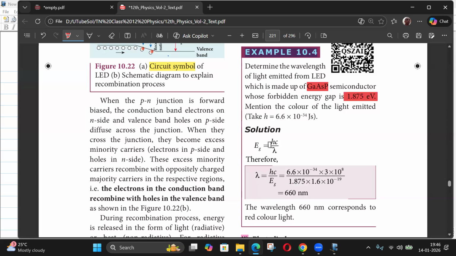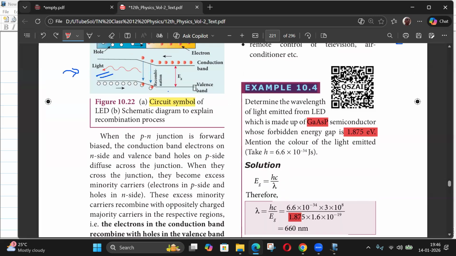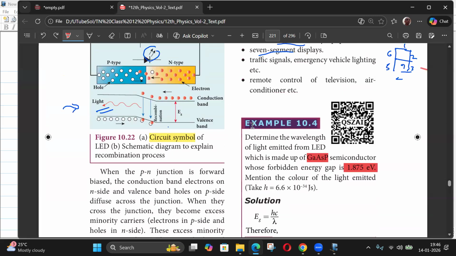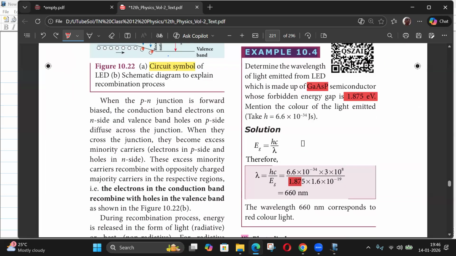So E equal to h nu, which is hc by lambda, since nu is c by lambda. So from that you get lambda, where h is a constant and c is also a constant. And this energy is 1.875 in electron volts. To convert into SI units, multiply by 1.6 times 10 to the minus 19. So if you put that, you'll get 660 nanometers. That is in the visible region. So we choose this LED material such that the energy difference between the electron and hole is in the visible region.